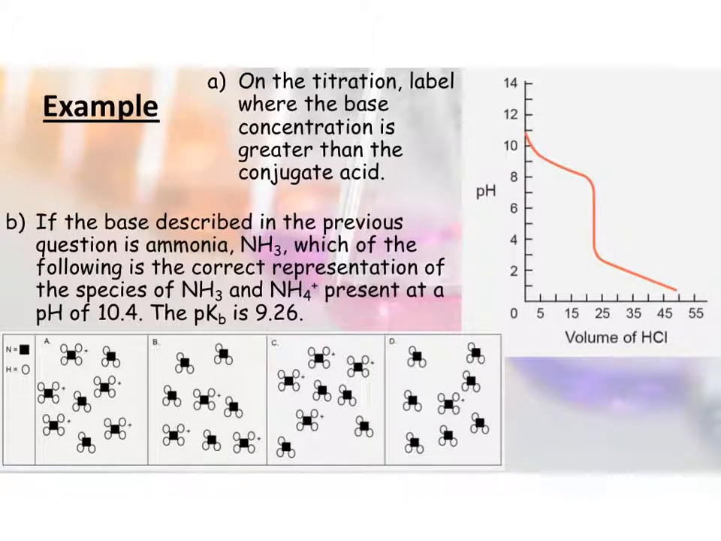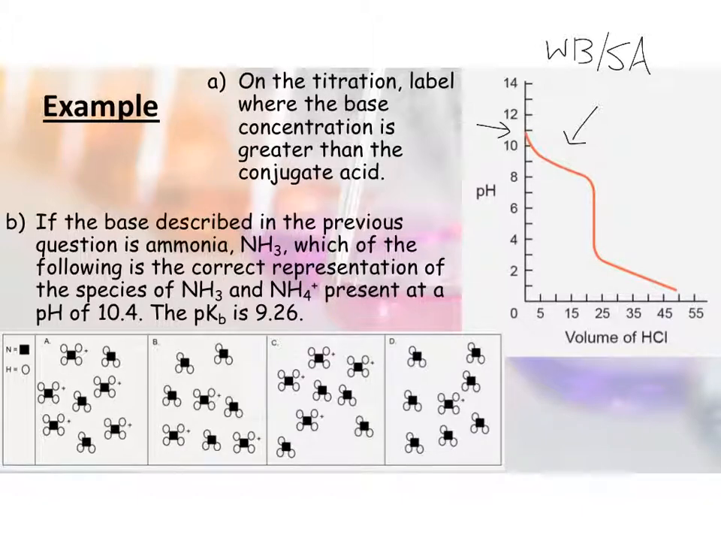Okay, so on this titration curve over here, we want to label where the base concentration is greater than the conjugate acid. All right, so they flipped it for us. This is a weak base with a strong acid titrant. So we're starting in the basic pH range and then going to acidic. So our buffer region is right here, right? There's our buffer region.